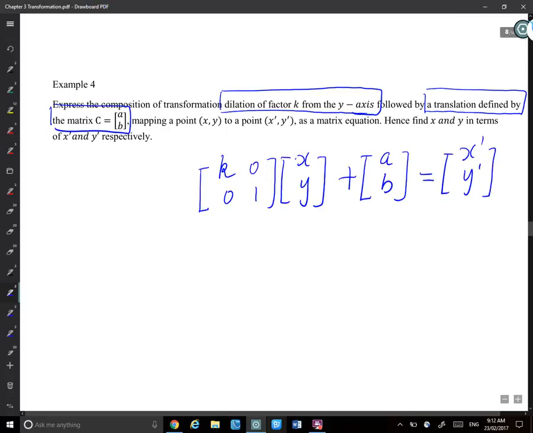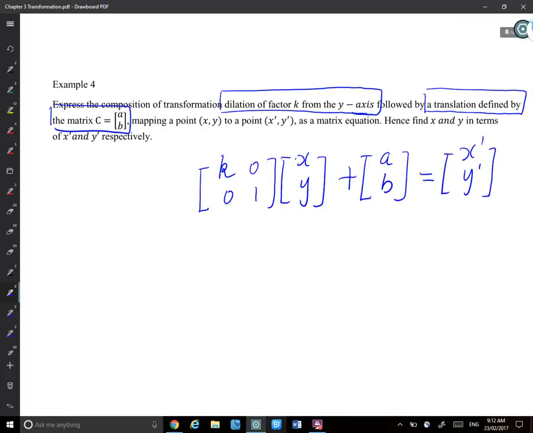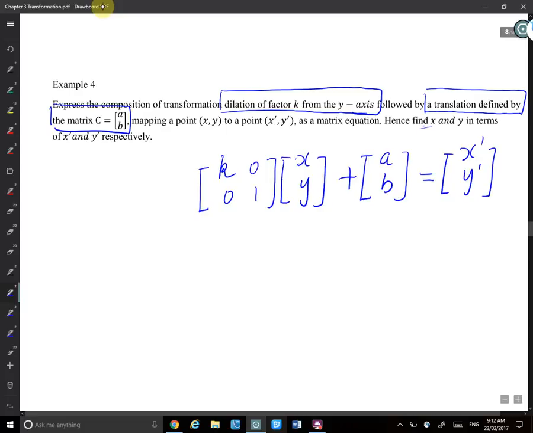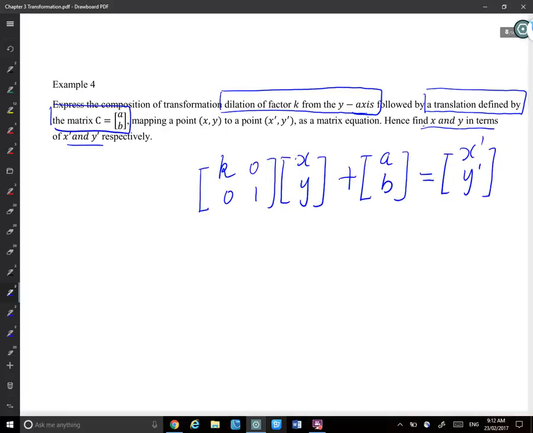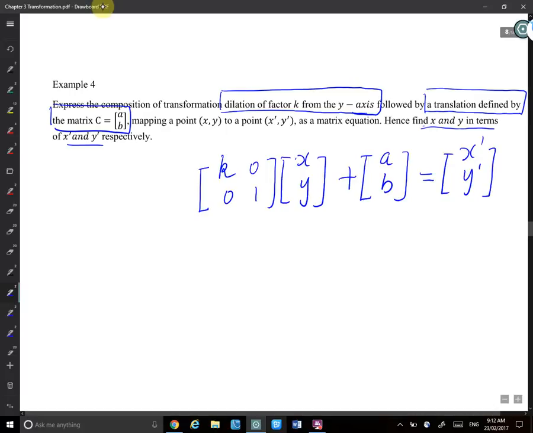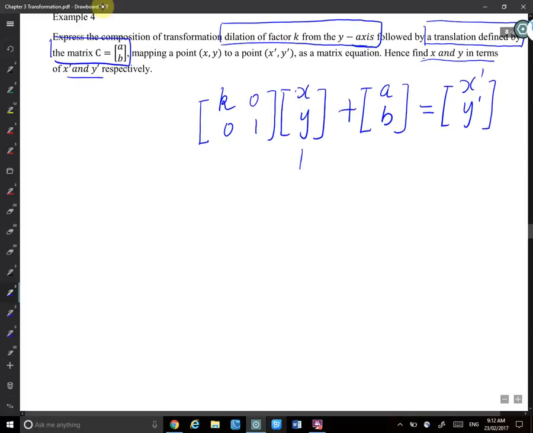Okay, does that make sense? First the original points will be multiplied by this transformation matrix, and you add the translation matrix, and that will equal x dash and y dash. So what is the question asking for? Find x and y in terms of x dash and y dash. So you want x and y to be the subject, you're trying to solve for x and y. I have 2 ways to do this. Let's do the first way.